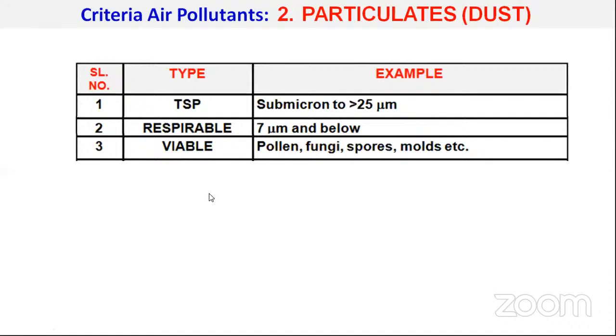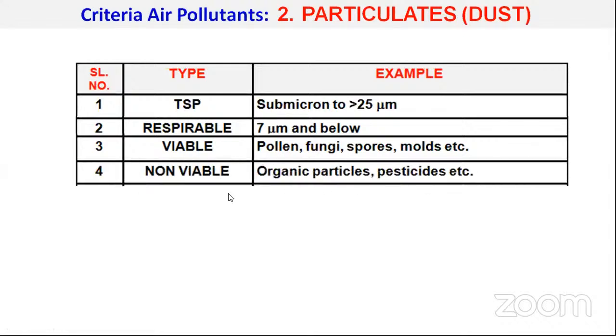The third type is what is called viable. The word viable means living, that which can reproduce, but in particulate form. Pollen grains, fungi, spores, molds, bacteria, they are microorganisms. They are viable. They are also solid in nature. They can be very easily inhaled because they are smaller than 7 micron size. Viable particles. Non-viable particles, we call them aerosols, like organic particles, pesticide clouds, smog. They are all non-viable. They cannot reproduce, but they have bad components.